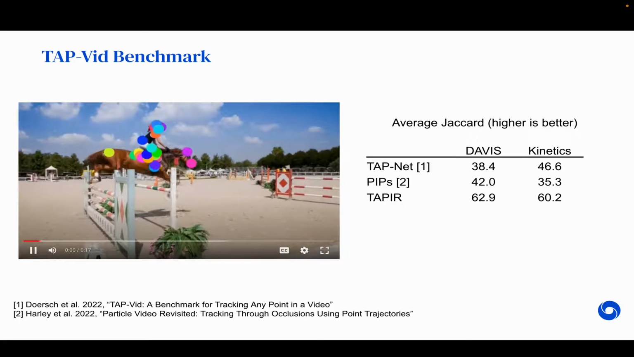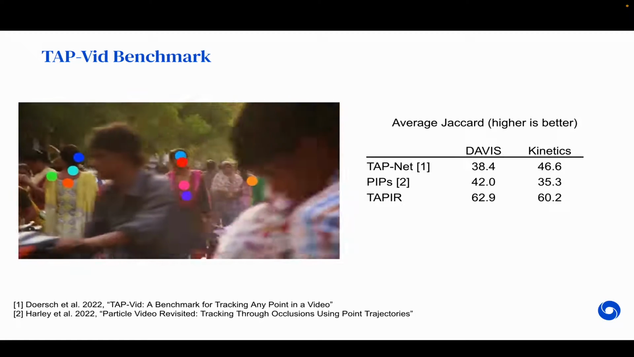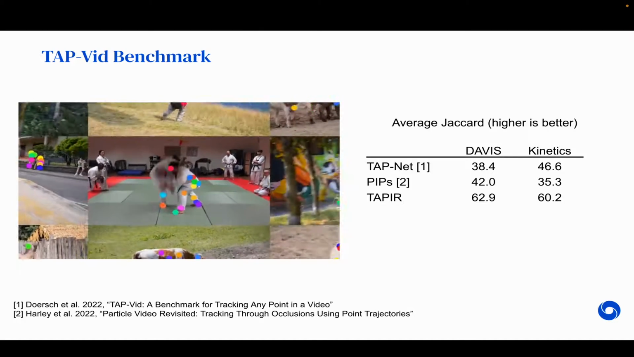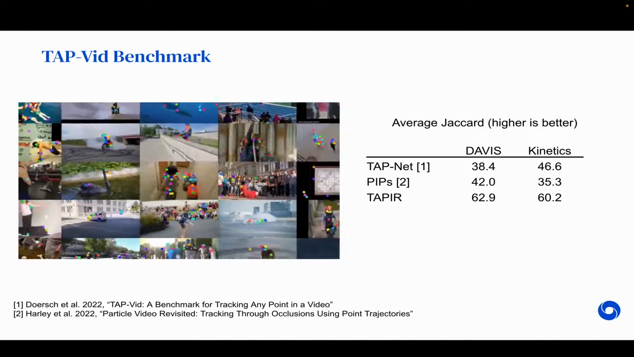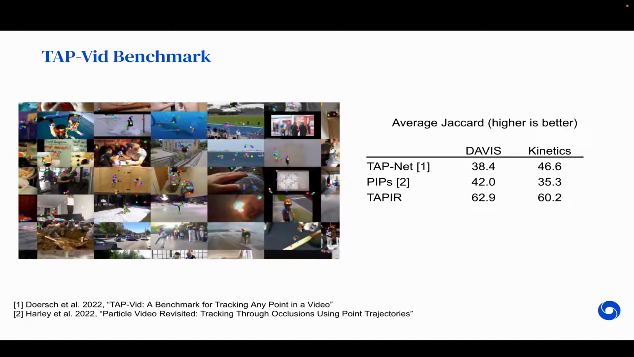Quantitatively, our model provides state-of-the-art performance on TAPVID, a real-world benchmark of manually annotated point tracks, outperforming prior methods by a margin of 15 to 20%, with runtime that's competitive with the best.